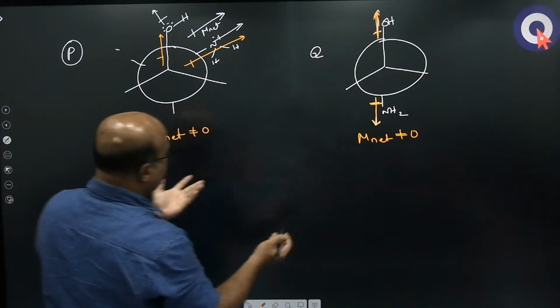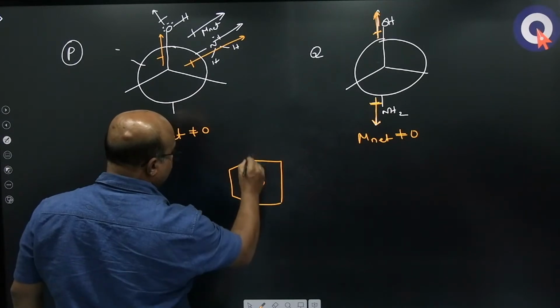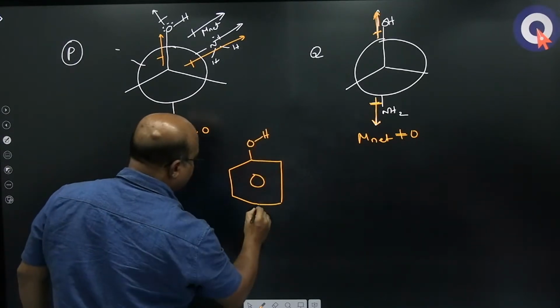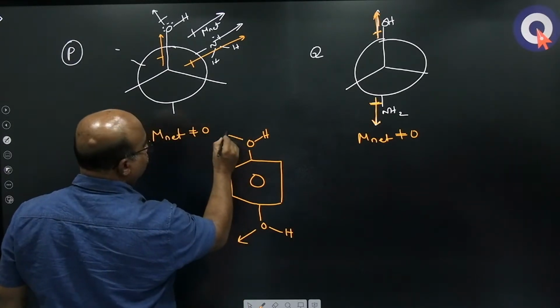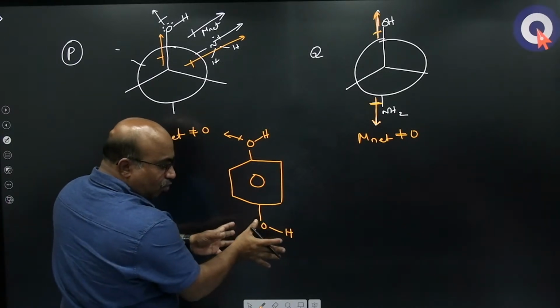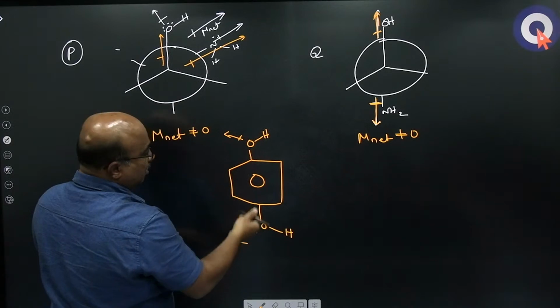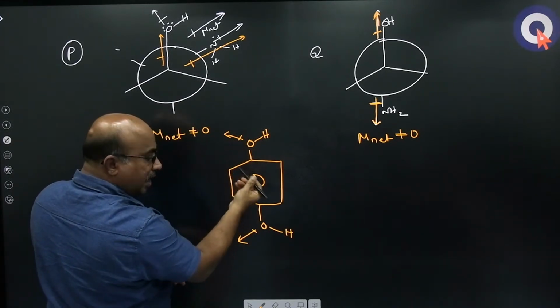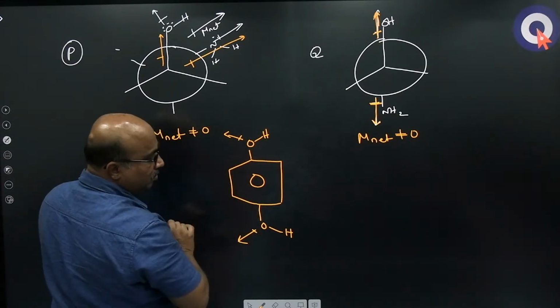That is, we have some questions on a benzene ring, suppose there is an OH group, similarly another OH group. The net dipole moment of this molecule also will not become 0, because this OH group, which is in a para position, will act in this direction and this will act in this direction. So there is a net dipole moment. They are not completely opposite to one another.